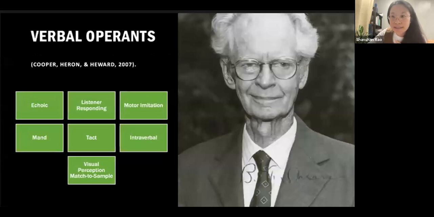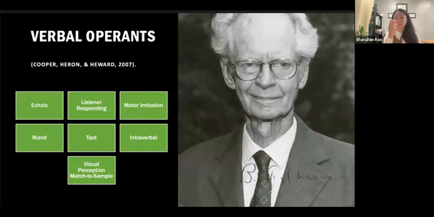So this is B.F. Skinner, and he's the guy who created those ABA terms that look a little bit weird and awkward. So there is echoic, listener responding, motor imitation, mand, tact, intraverbal, and visual perception. Most of them are basically communication terms.